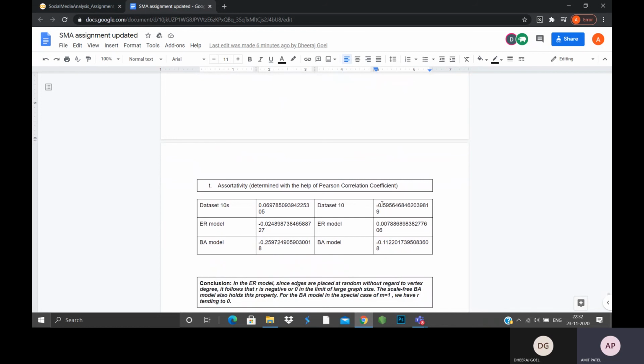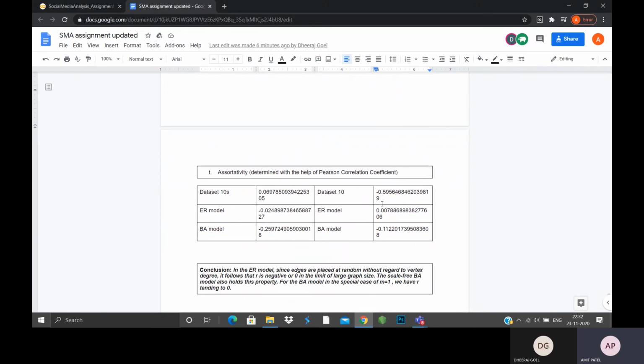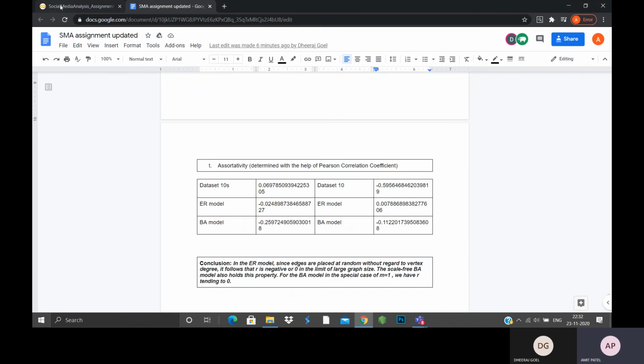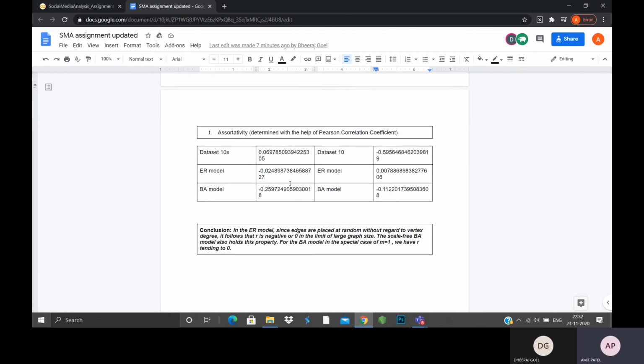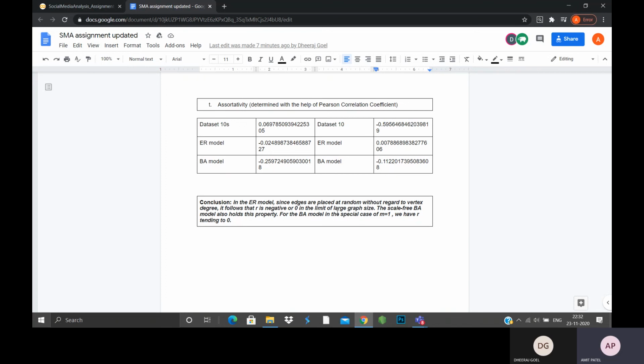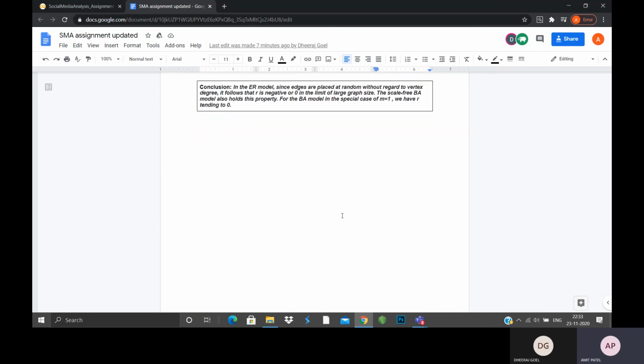Assortativity is determined with the help of the Pearson correlation coefficient. It is inbuilt in the function that we have created in our Python Colab. In the ER model, since edges are placed at random without regard to vertex degree, it follows that r is negative, or it can be zero, but in our case, it's not zero. In the limit of large graph size, the scale-free BA model also holds the property. And for the BA model, in the special case m equals 1, we have r tending to 0, right?